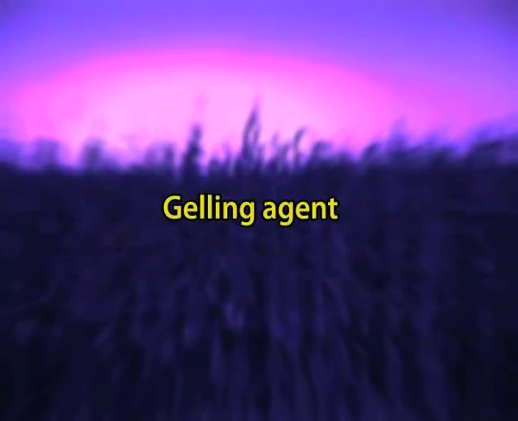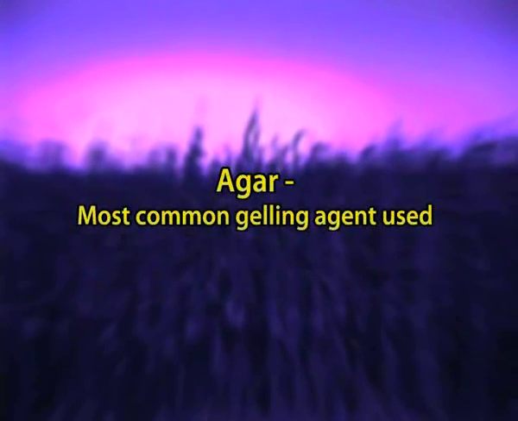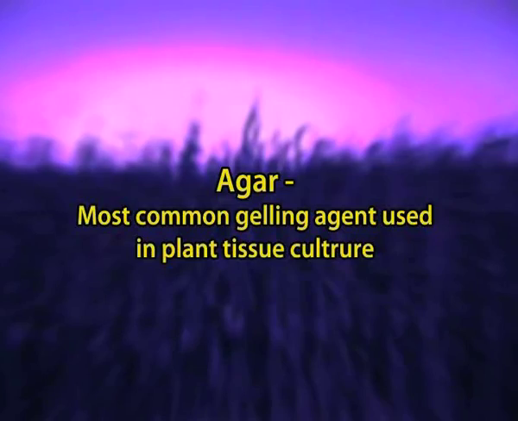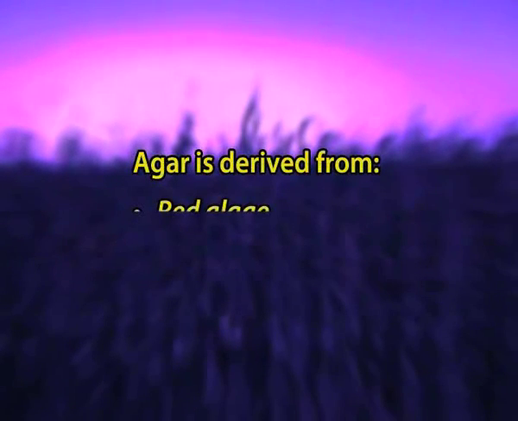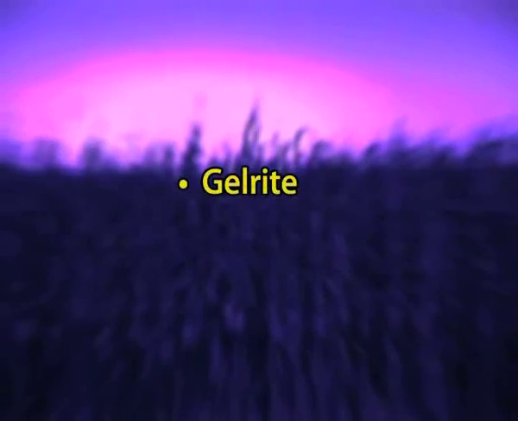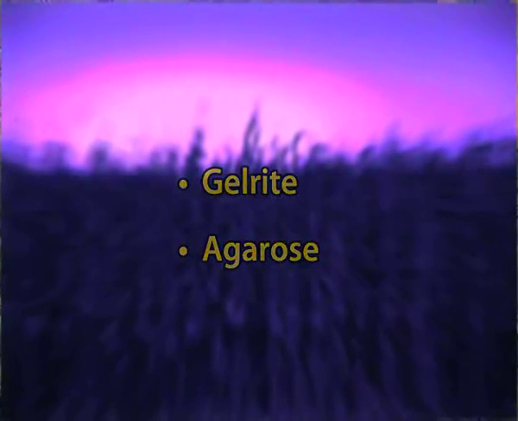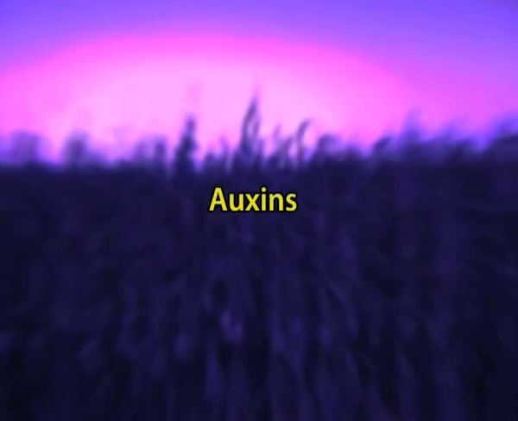Gelling agent. The most common gelling agent used in plant tissue culture medium is agar. Agar is derived from red algae, Gelidium amansii. The less commonly used gelling agents in plant tissue culture medium include gelrite and agarose. Plant growth regulators used in plant tissue culture medium are auxins.